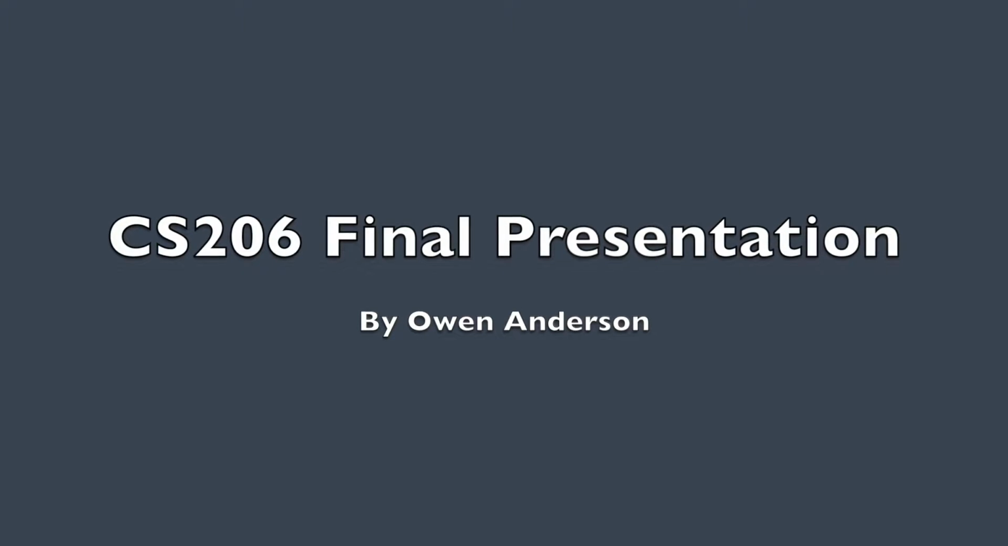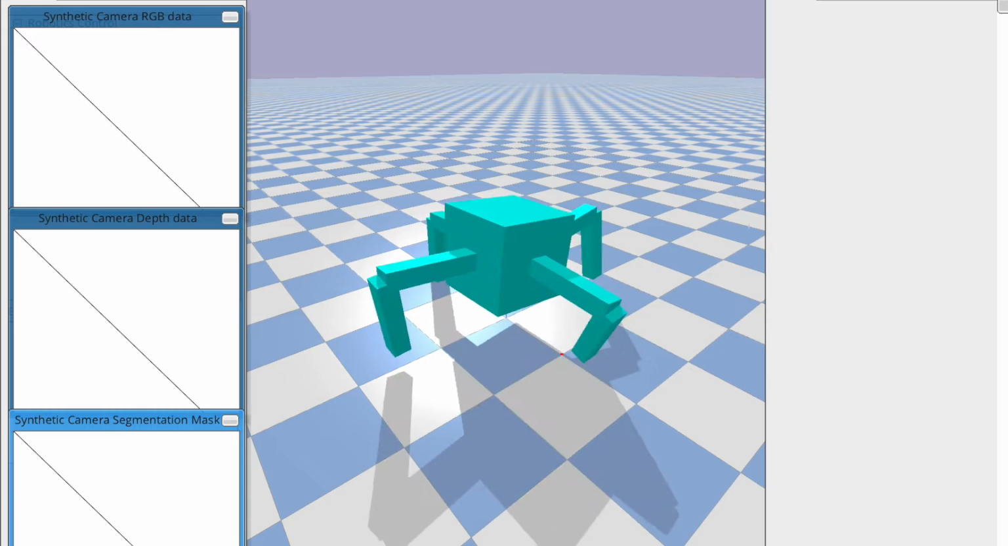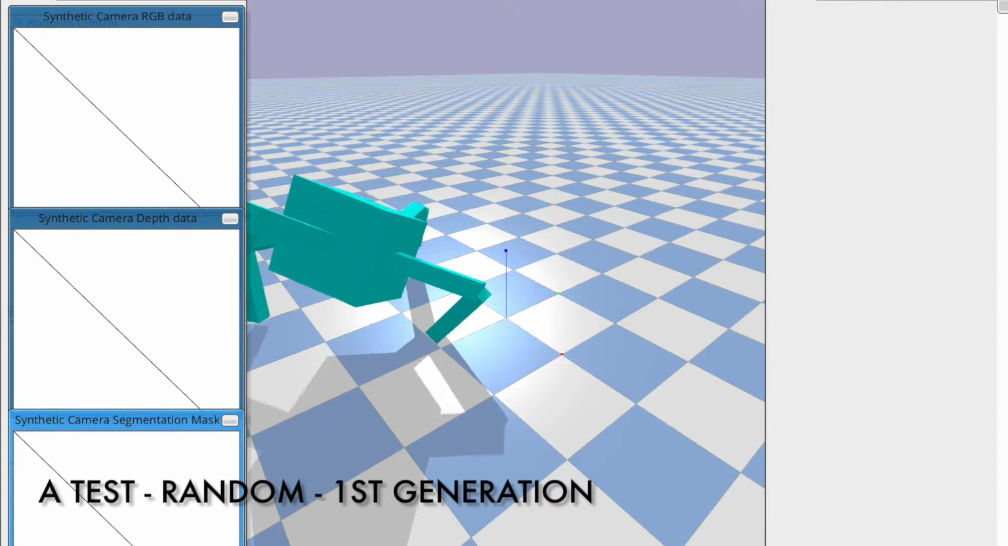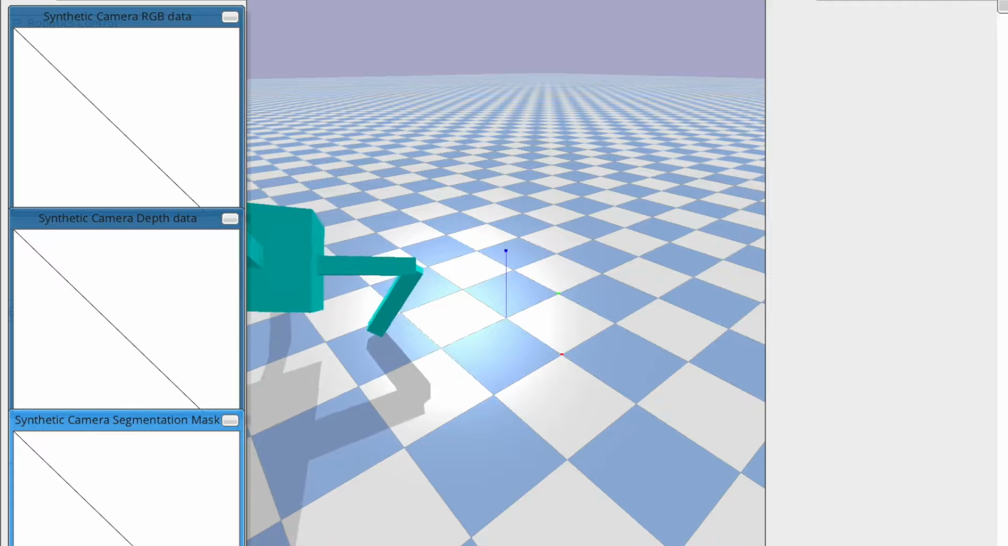Hi, for my CS206 final A/B test project, I compared two robots with differing upper leg lengths to see which could evolve the quickest to jump the highest. This was modified from the project Up, Up, and Away.